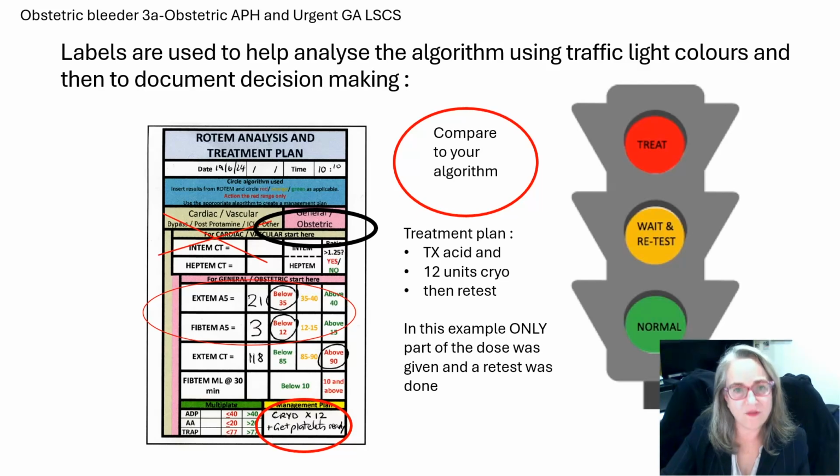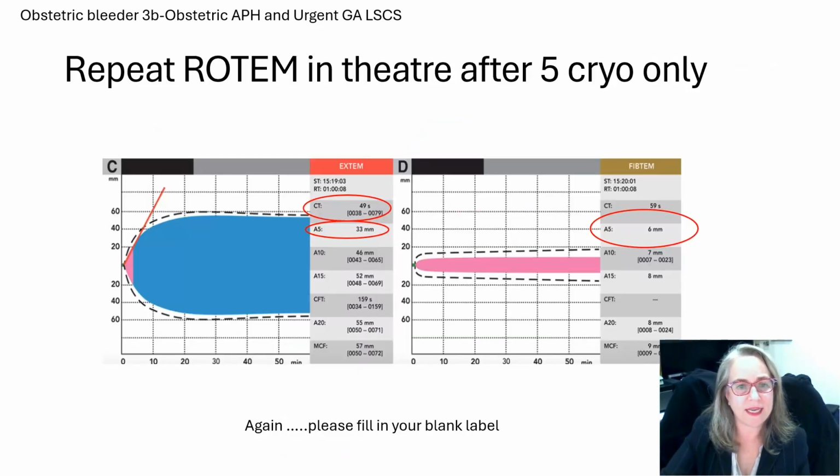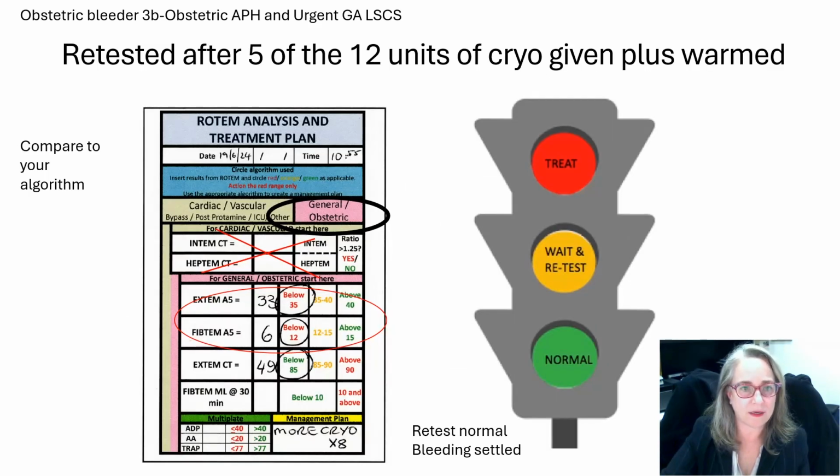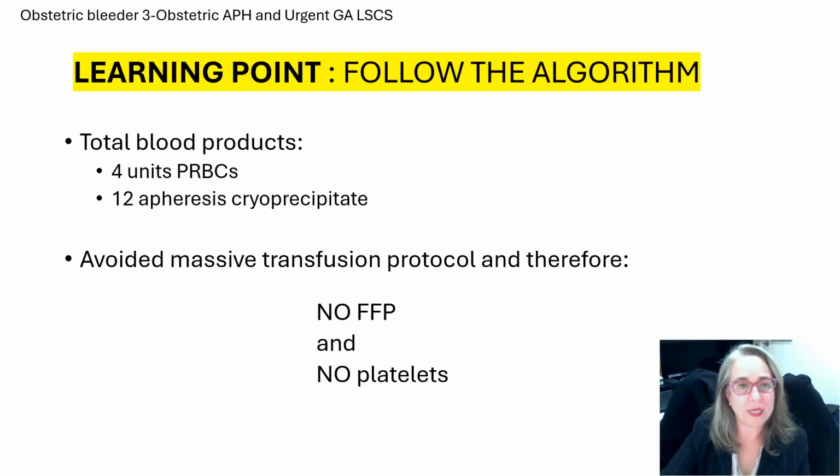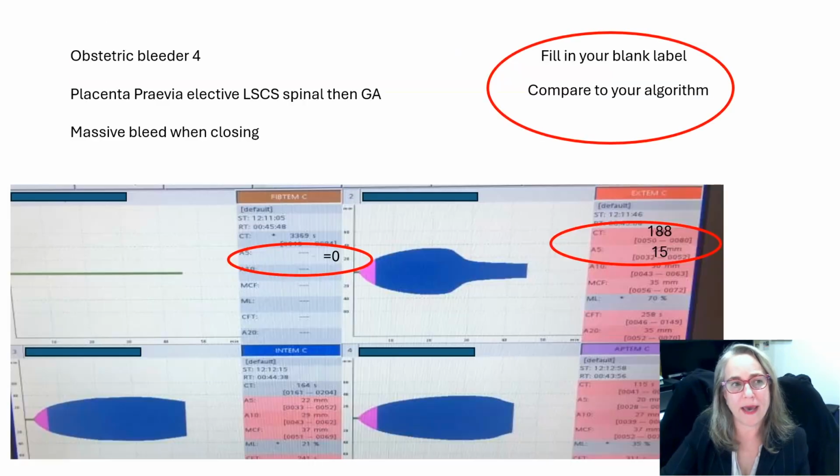And this creates an interesting teaching example where you can see here, after 5 units of cryo were given, that the A10 in the FibTEM has come up to 7 millimeters, or 6 millimeters rather. The A5 has come up to 6 millimeters. It's not fully corrected, but still you need to finish giving your dose. You need to be giving 8 more cryos, and then the Rotem was normal and the bleeding settled. The learning point here is that please follow the algorithm. That was a wasted test, and this patient required 4 units of red cells and 12 apheresis cryo and avoided a massive transfusion, didn't have FFP or platelets.